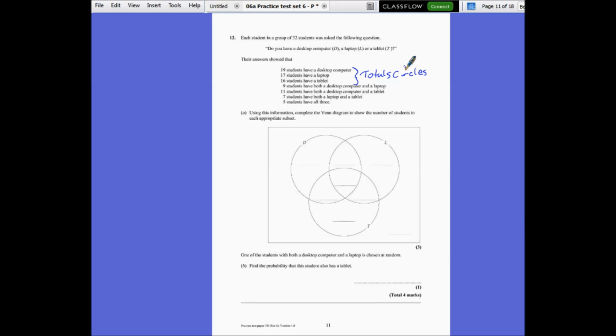All the next ones are the crossovers, and if we get down to that bottom one, this is where we should start, where there are 5 students that have all 3. So we're going to start by putting the 5 students that have all 3 in the middle. It then says 7 students have both a laptop and a tablet.